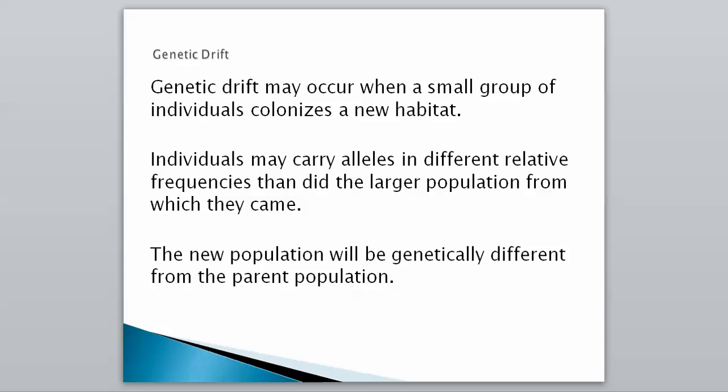Genetic drift may also occur when a small group of individuals colonizes a new habitat. So let's say our group of beetles just decides to move to the other side of the river. A small group goes over there, there's a completely different environment on that side of the river, and they colonize that habitat. So individuals may carry alleles in different relative frequencies than did the larger population from which they came. If a majority of them are brown, there are still some that carry the yellow, but let's say those carrying the yellow are the ones that decided to move to the other side of the river. Therefore, this new population is going to be different from their parent population because they have more yellow than brown.